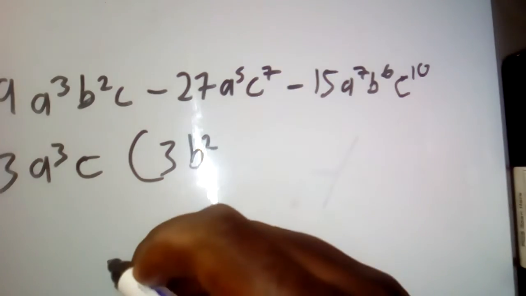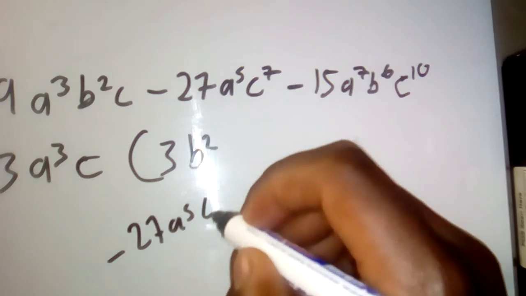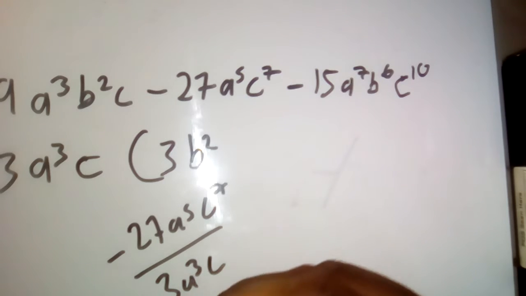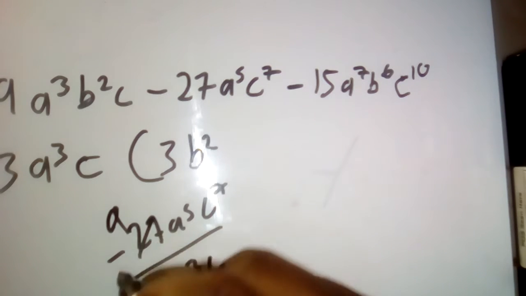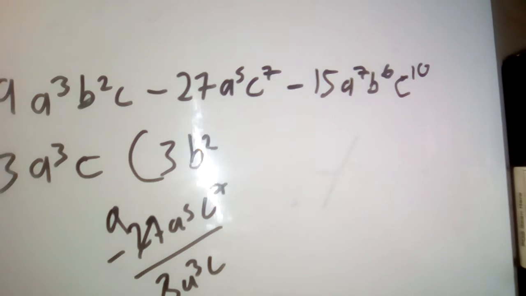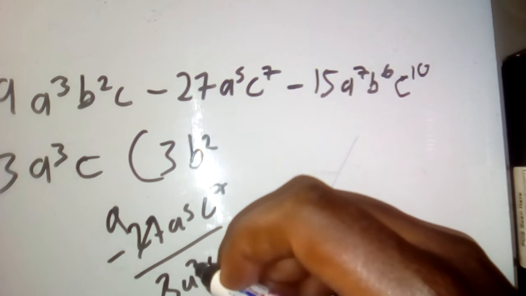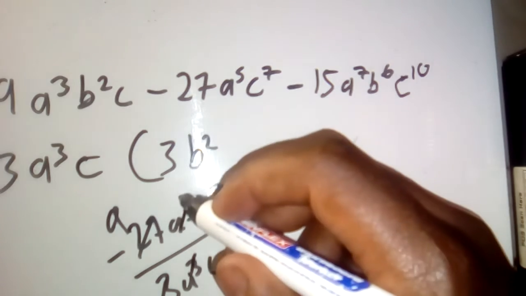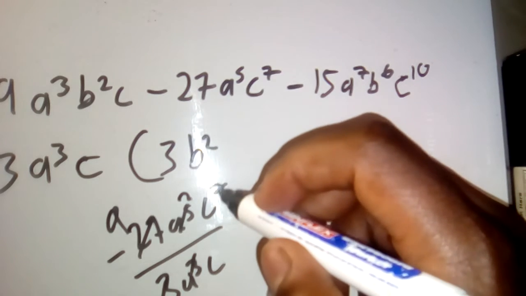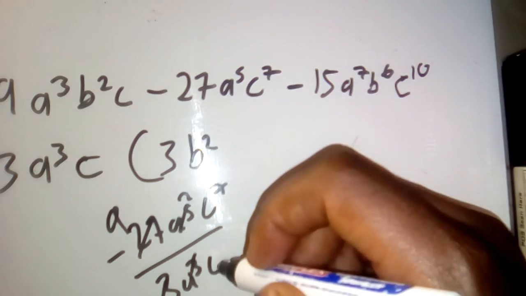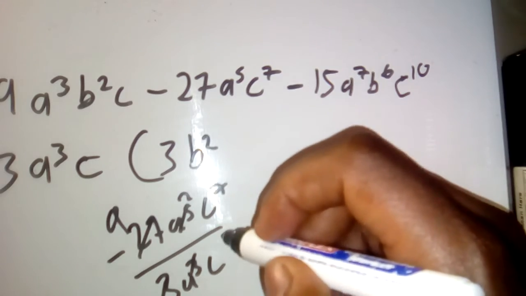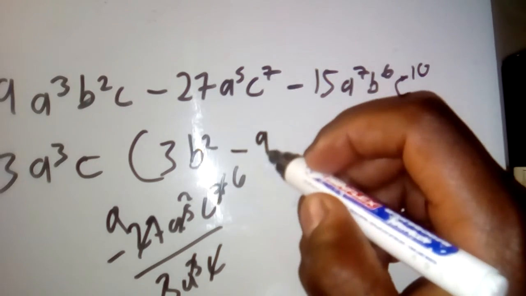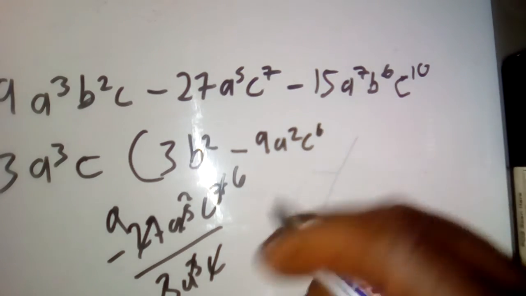Alright, let's divide that one. So we're going to have minus 27a to the power of 5 c to the power of 7 divided by 3a cubed c. Well, 27 divided by 3 is 9, so negative 9, because negative 27 divided by 3 is negative 9. Then a to the power of 5 divided by a to the power of 3 is a to the power of 2, because we subtract exponents. And then c to the power of 7 divided by c, we subtract the exponents, we're going to have c to the power of 6. So our answer there is negative 9a squared c to the power of 6.